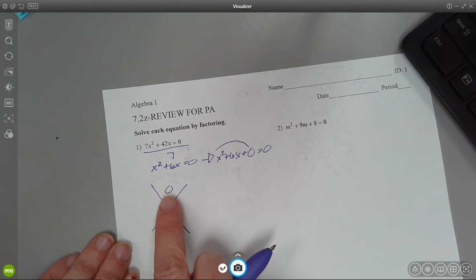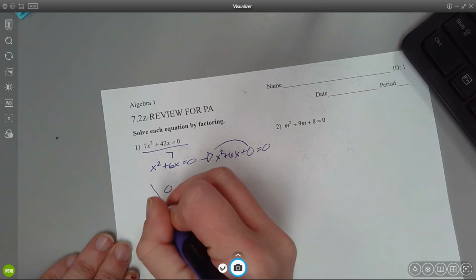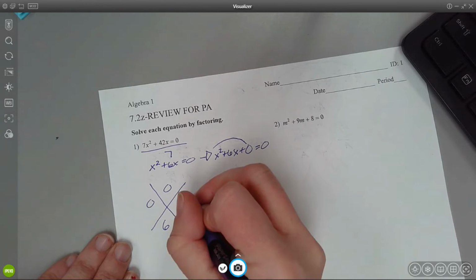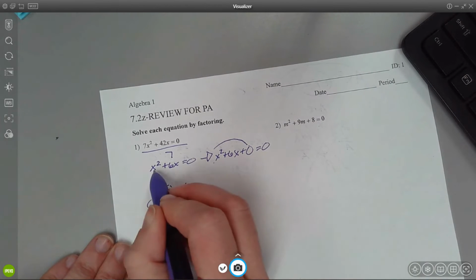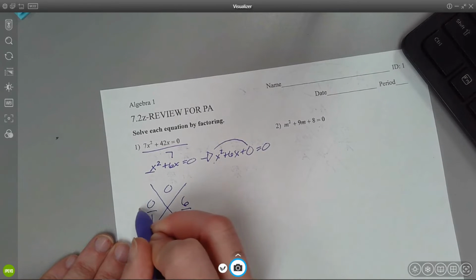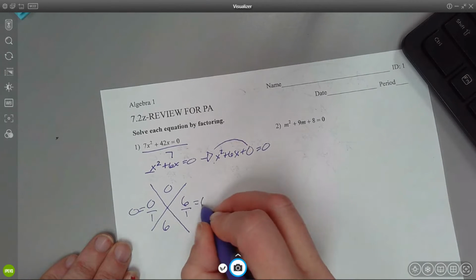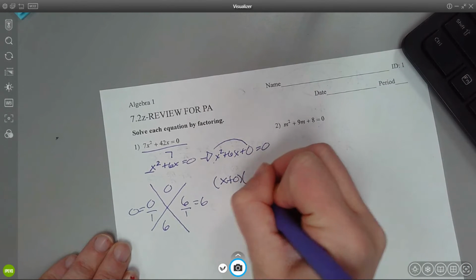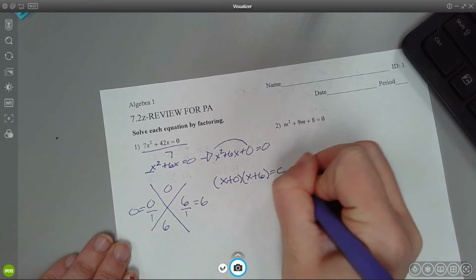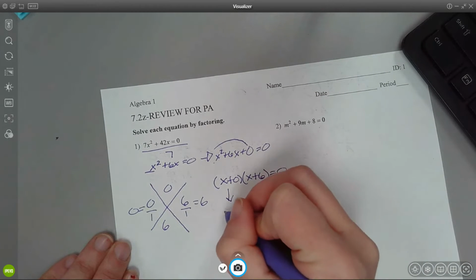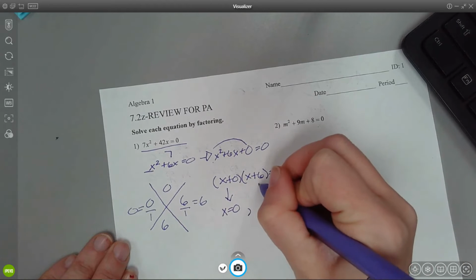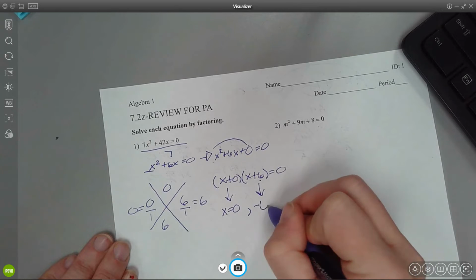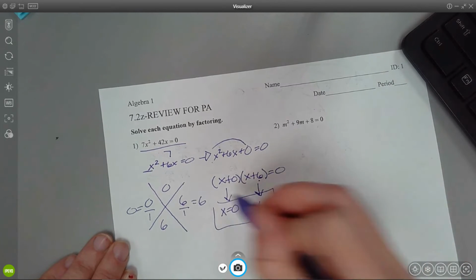What are two numbers that multiply to 0 but add to 6? Anytime you need something to multiply to 0, one of those numbers is going to be 0. What plus 0 can make 6? 6. Divide by my new a term, which is 1, and that equals 0, and this equals just 6. So we have our two factors, x plus 0 and x plus 6 equals 0. This answer comes down as x equals 0. This one, take the opposite sign: because it's a positive 6, it's going to equal negative 6. Those are my two answers on this problem.